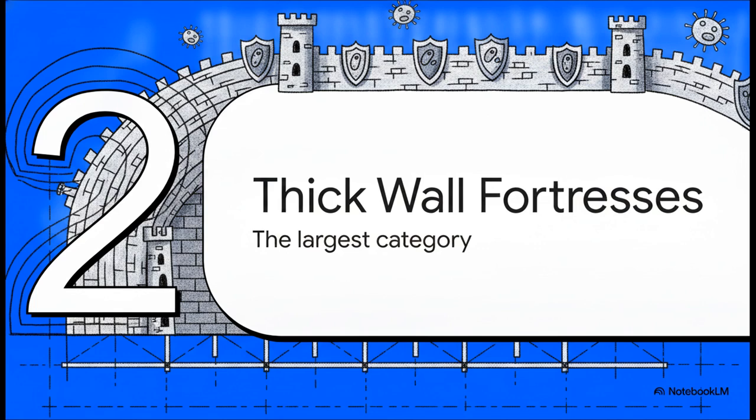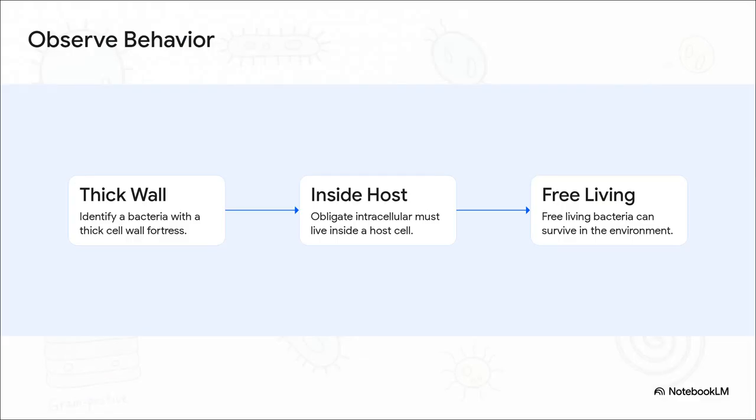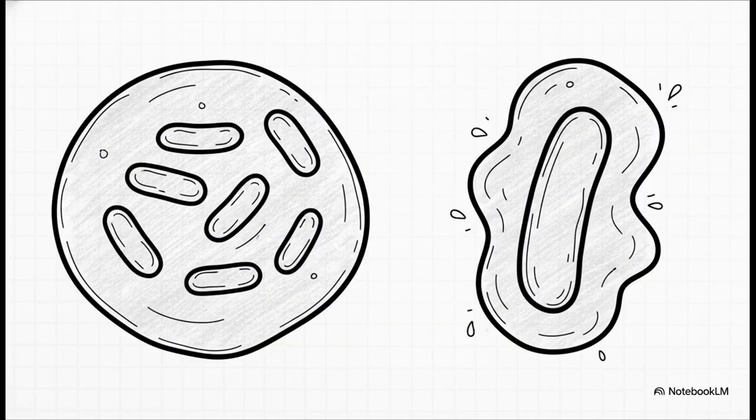This is actually the largest category on our blueprint. Okay, so when scientists identify a bacteria with a thick cell wall, their immediate next step is to observe its behavior. They check if these thick-walled fortresses are free-living, meaning can they survive on their own out in the environment, or if they are obligate intracellular. Obligate intracellular means, well, exactly what it sounds like. These are microscopic invaders that absolutely must live inside a host cell to survive and multiply. They don't have a choice. These represent some highly specialized, kind of rogue forces in the microbial world.